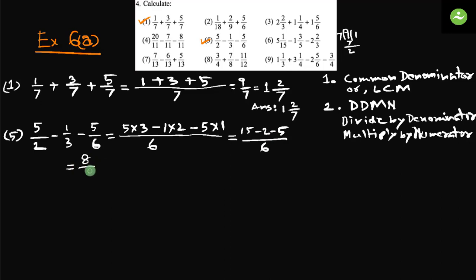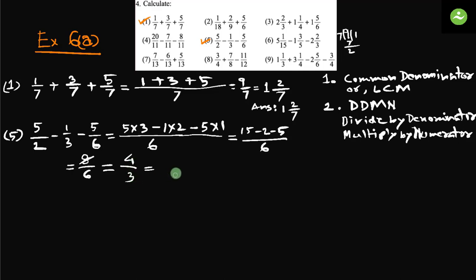8 by 6. Now can we reduce it or simplify it? Yes. We can divide the numerator and denominator by the same number. For example, we can divide here by 2. If we divide 8, it will be 4. If we divide 6 by 2, it is 3. Why we did it? Just to reduce it. We got it reduced.